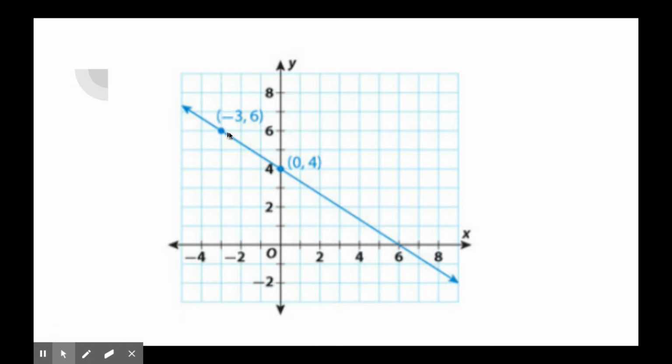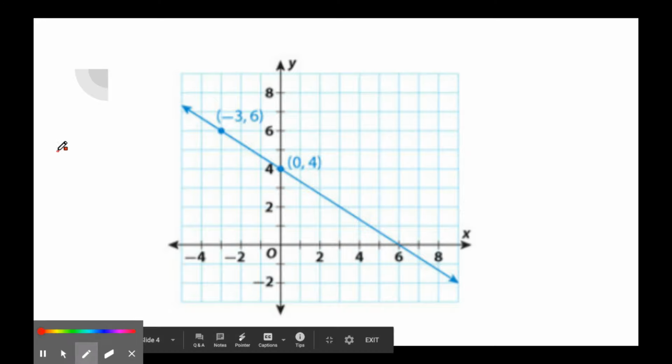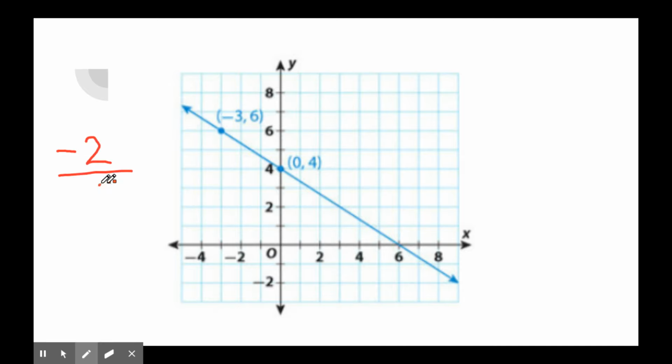So I'm going to start at this point and go to this point right here. So I'm going to go down 1, 2, and over 1, 2, 3. So since it was negative, we would say negative 2 over 3. So once again, down 1, 2, and over 1, 2, 3. That's how I get from this point to this point. And it's negative because our line was going down.